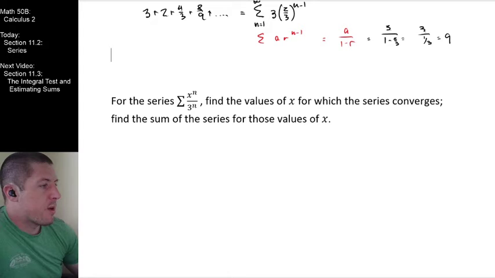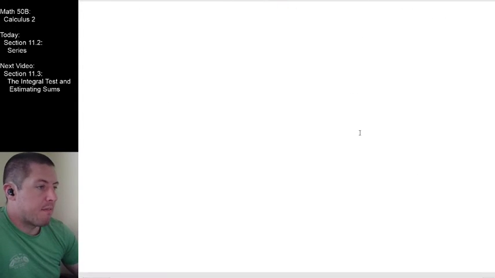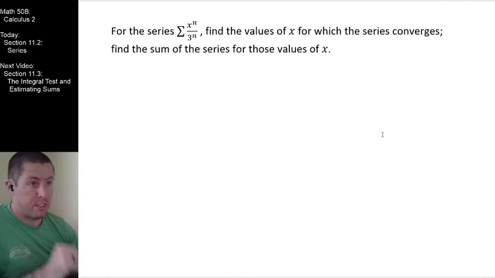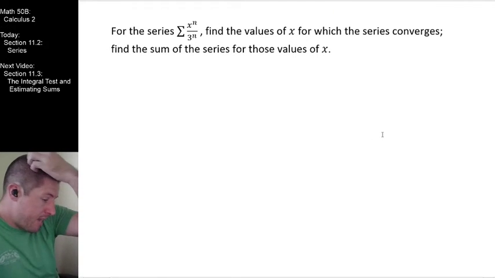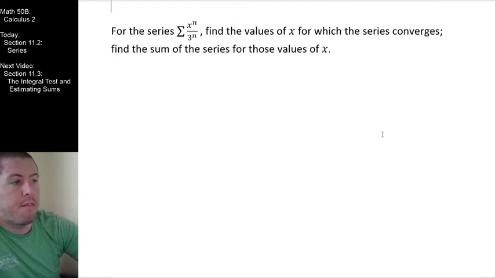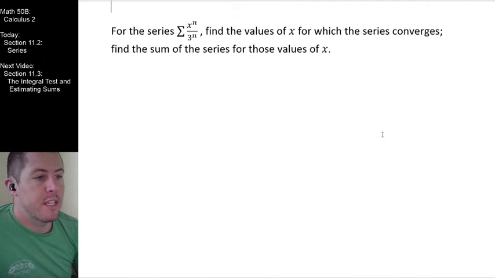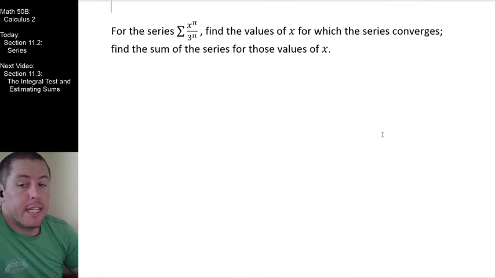So, as our last question right here, let's look at something a little bit more generic. This is kind of leading us towards some of the stuff that we're going to see in some later sections here. For the series x to the n over 3 to the n, find the values of x for which the series converges. And when it does converge, find what it converges to associated with those x values.